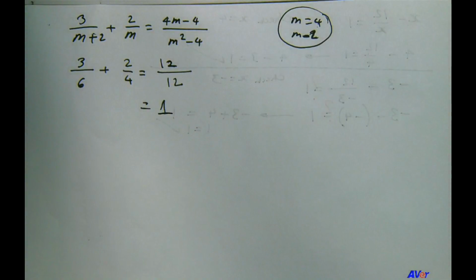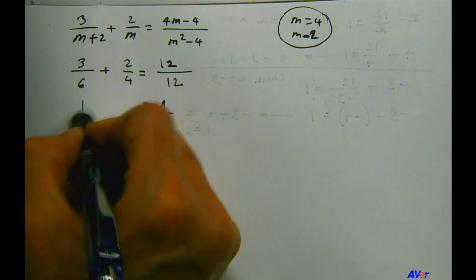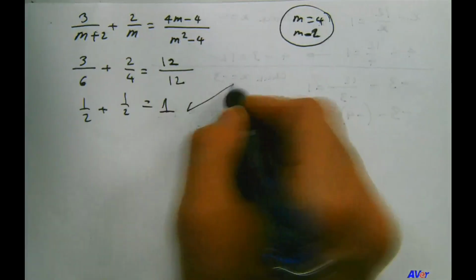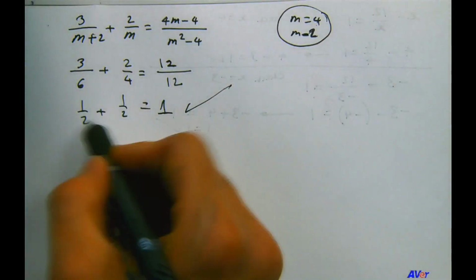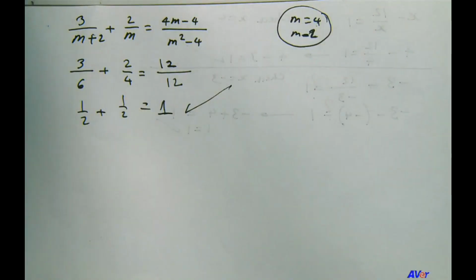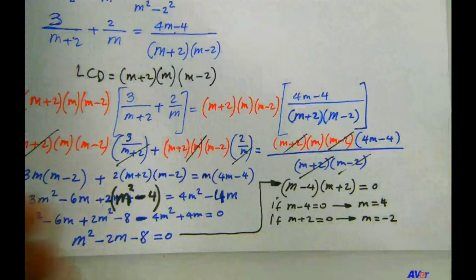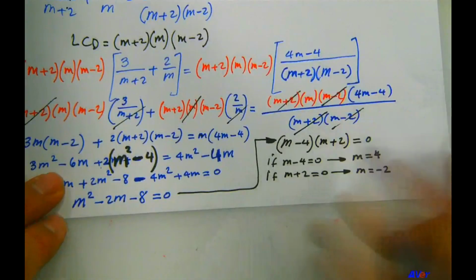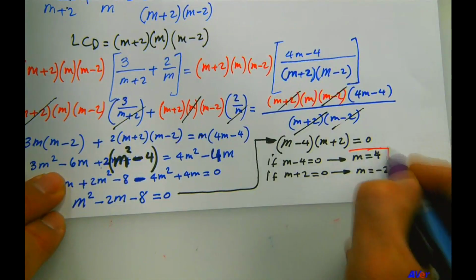On the left, do we end up with that? So 3 over 6 is 1/2 plus 2 over 4 is 1/2. Yes, it checks out. So 1/2 plus 1/2 is equal to 1. M equals 4 checks out. So let me bring this back. This solution, m equals 4, it checks out.